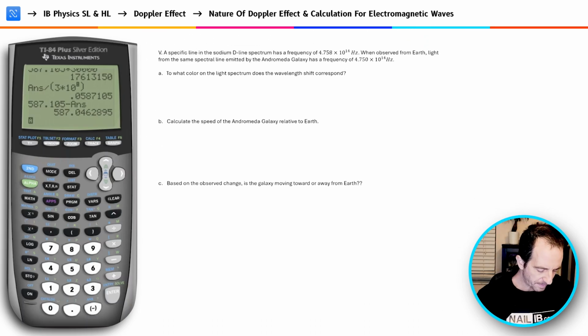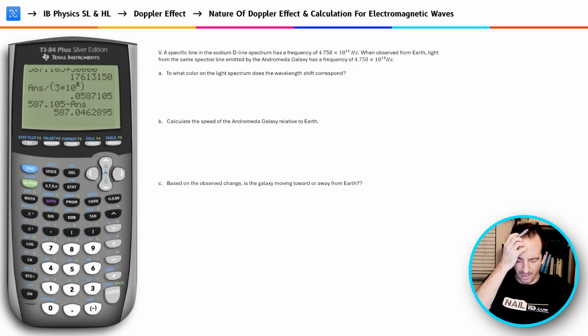So here we're given a specific line in the spectrum, a sodium D line spectrum, right, which has a frequency being emitted by this element of 4.758 times 10 to the 14 hertz. When observed from Earth, light from the same spectral line emitted by the Andromeda galaxy has a frequency of 4.750 times 10 to the 14 hertz. To what color of the light spectrum does the wavelength shift correspond? Right, so let's see what they're talking about here.